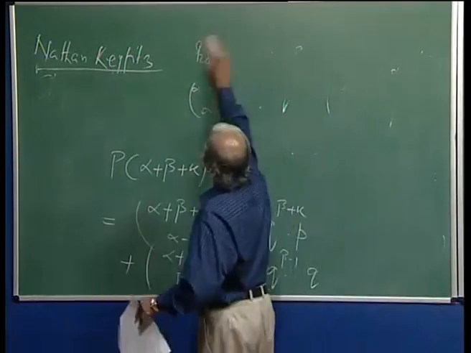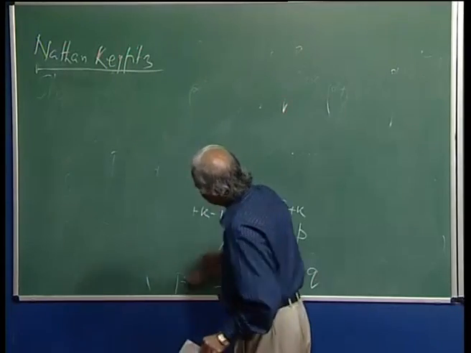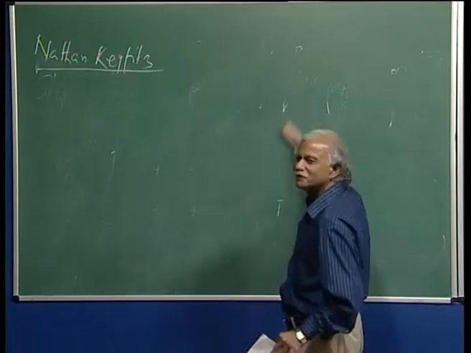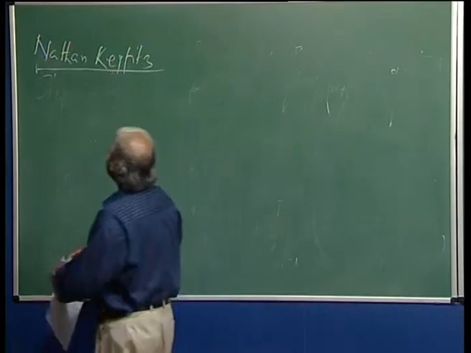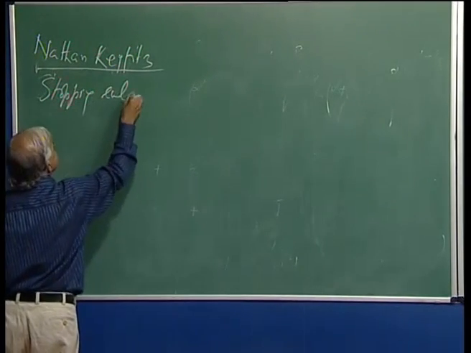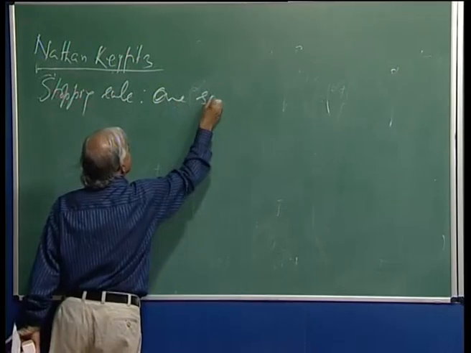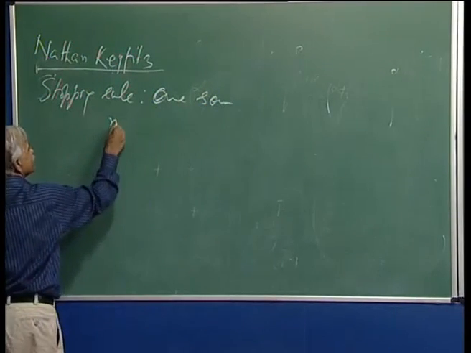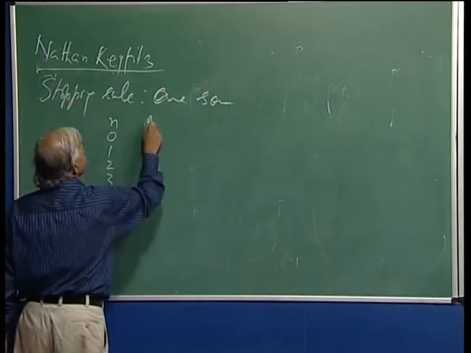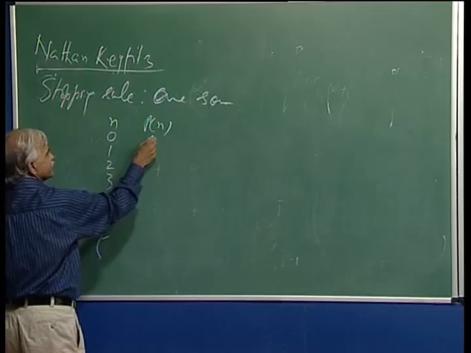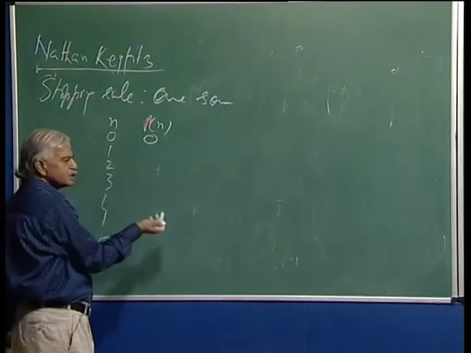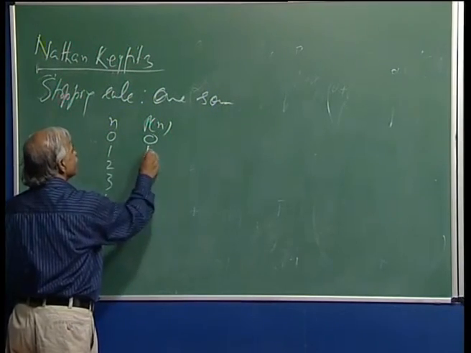Since all of you do not have a mathematical background, let me show you what will happen if the stopping rule is very, very simple. If the stopping rule is one son, then the probability of stopping after n children, 0, 1, 2, 3, 4, 5, probability of n: nobody will stop after 0 because everybody wants to have a son, and who will stop after 1? Those who have a son, probability is p.